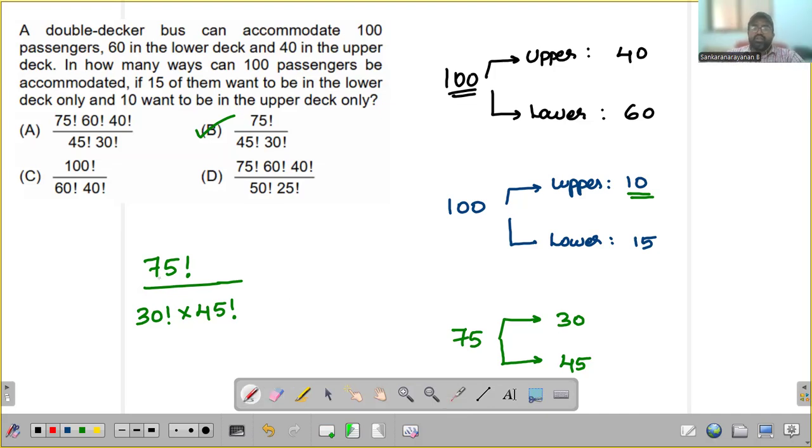So you can just stop attempting the question here, because you should know where to start and where to stop. The question demands only allocating or accommodating them in the upper or in the lower deck. Further arrangement, you are not focusing on here. So my answer will be 75 factorial upon 30 factorial into 45 factorial. Option B will be my choice here.